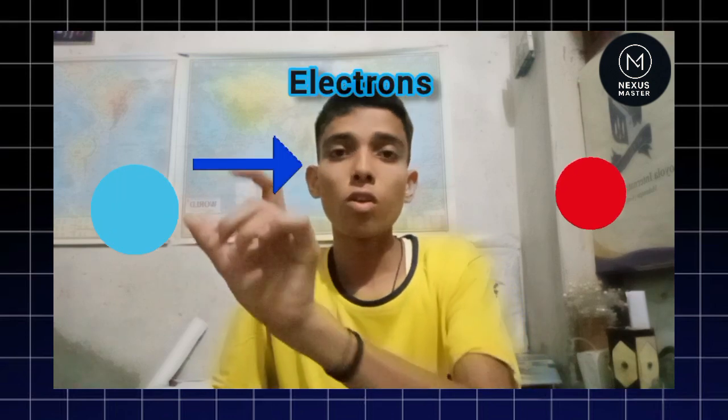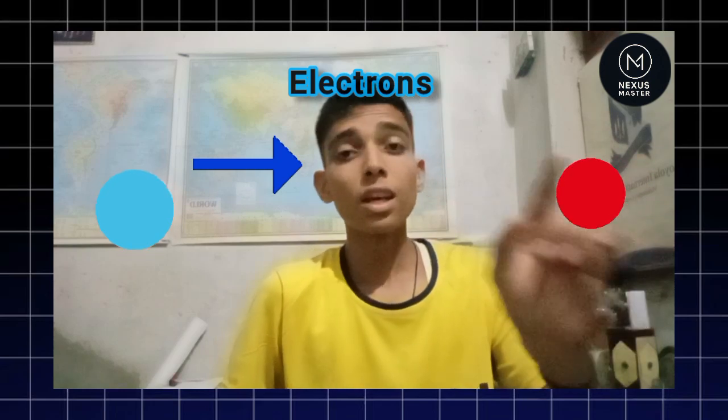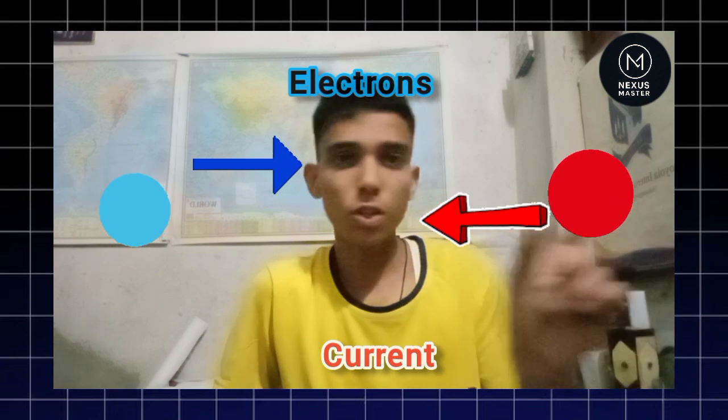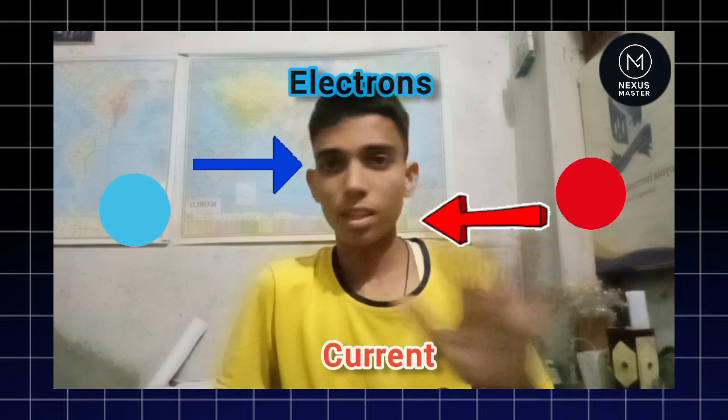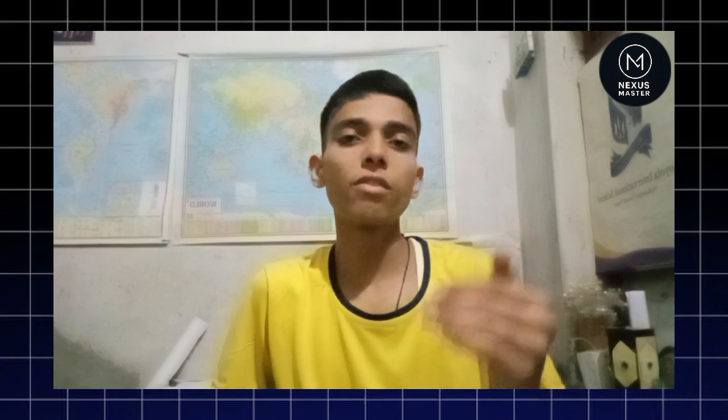Okay, till then you can understand this topic: electrons move from negative to positive, but current is just opposite, positive to negative. Clear? In the end I'll give you a chart for all these things, so you can take a look at it for revision of this whole video, and you will get a better understanding.